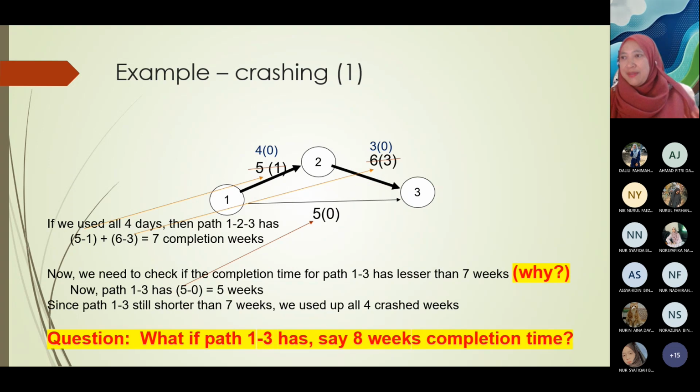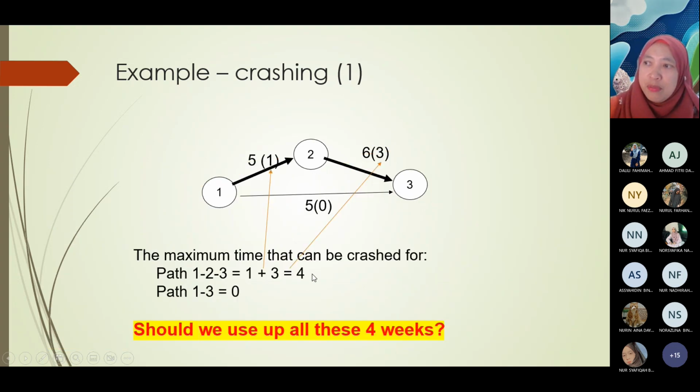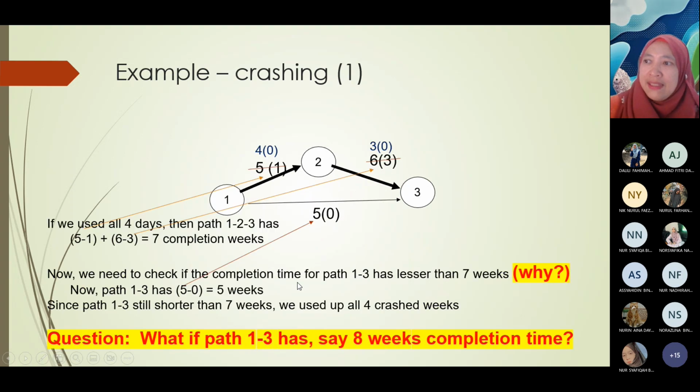Ni complicated sikit pengiraan dia. Okay, kalau kita crash tadi based on calculation previous, this one, kita kata kita boleh crash for 4 weeks. Okay, then kalau kita crash for 4 weeks, total tadi 1, 3, 2, 11 weeks. Jadi 11 minus 4, dia akan jadi 7 weeks. Kita boleh complete within 7 weeks if we do project crashing. Okay.